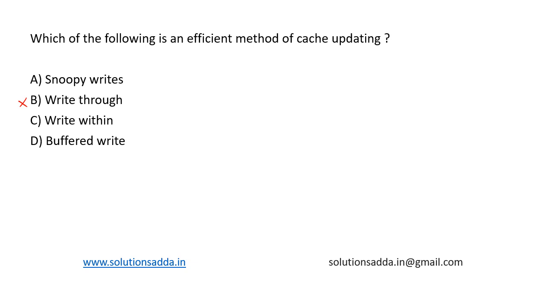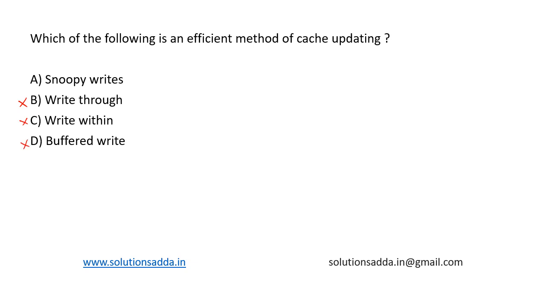Move on to option C, write back protocol. It is a cache updation protocol which is based on the ownership of the block. This also uses broadcasting similar to write through, so this also creates a lot of traffic. So this is not the correct answer. Option D, buffered write. It is an updated form of the write through protocol and uses broadcasting, hence it is not efficient.